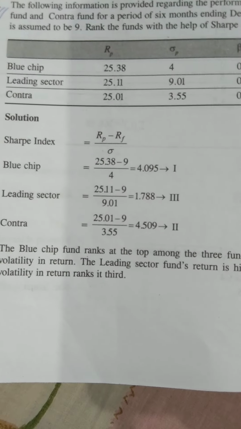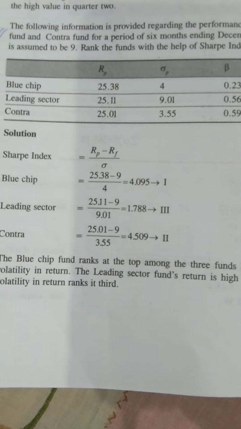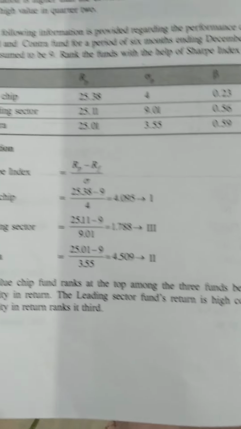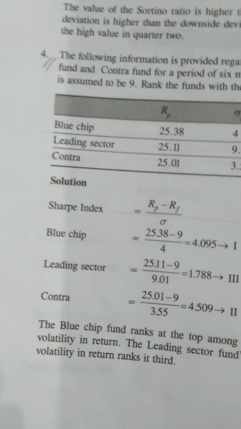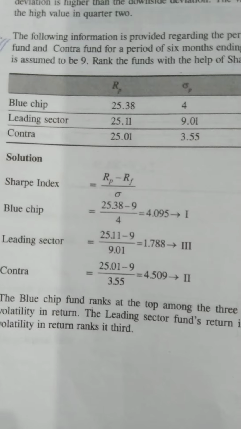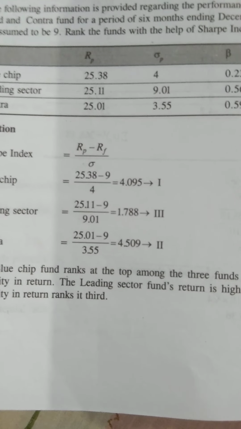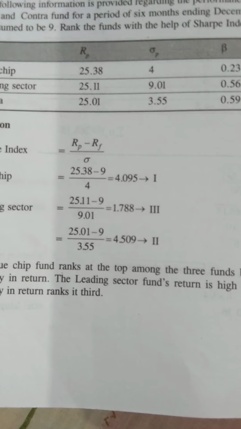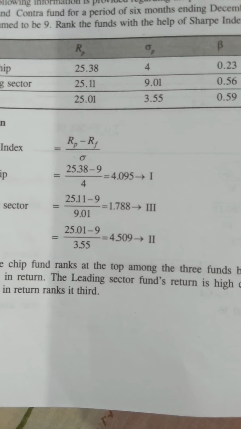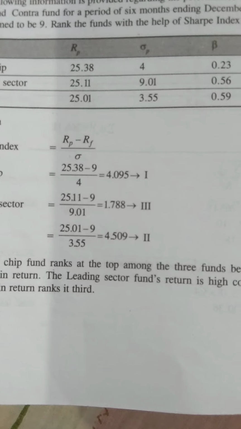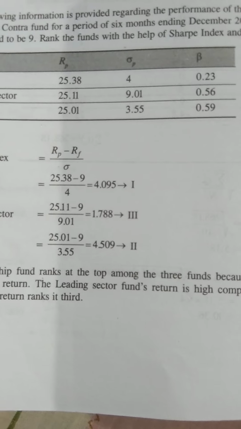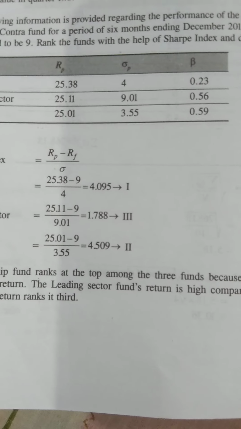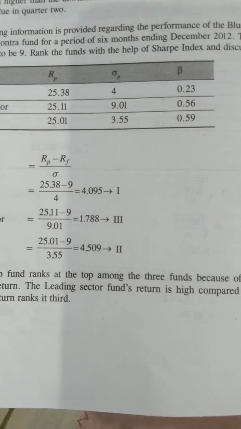Now we put in all those values, Rp minus Rf. Don't be nervous, it is very easy. Again look at the question, the risk-free rate of interest is assumed to be 9%. In all the cases Rf is 9 and the return from the funds is given as 25.38, 25.11, 25.01, and the sigma p is also given as 4, 9.01 and 3.55, and accordingly they have calculated the return.